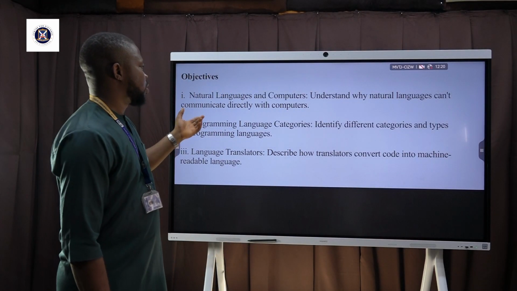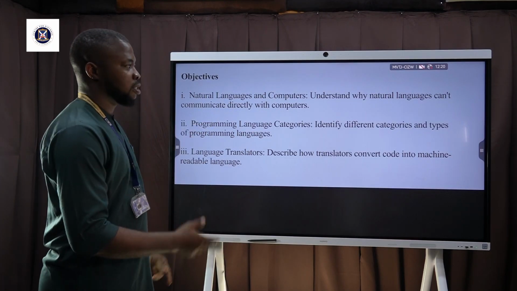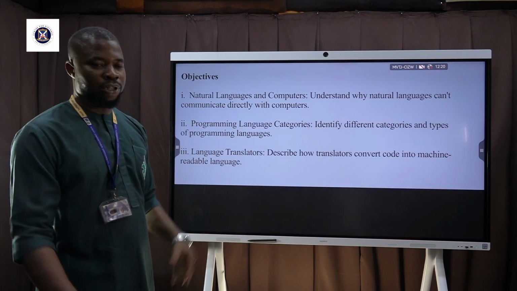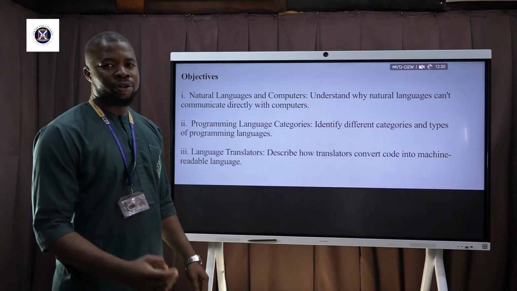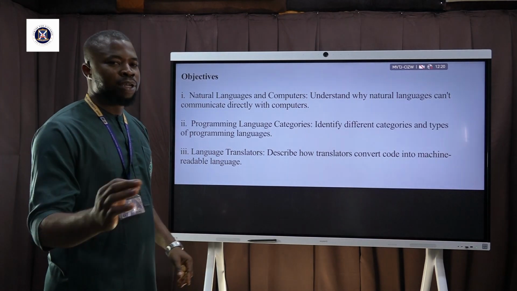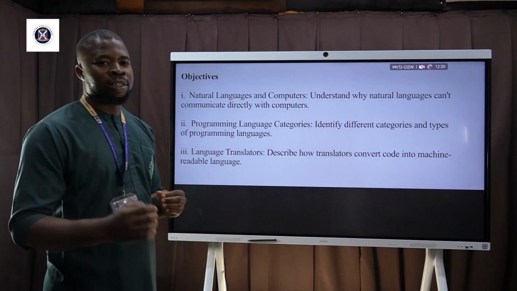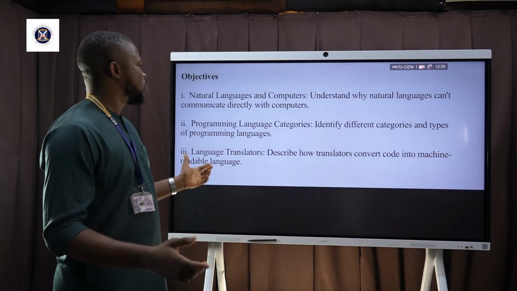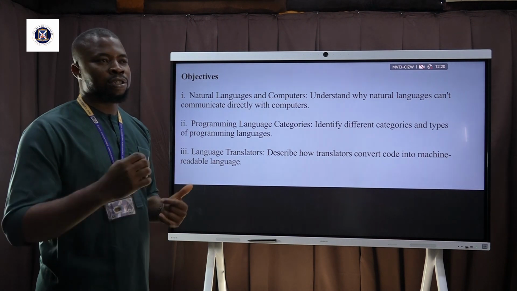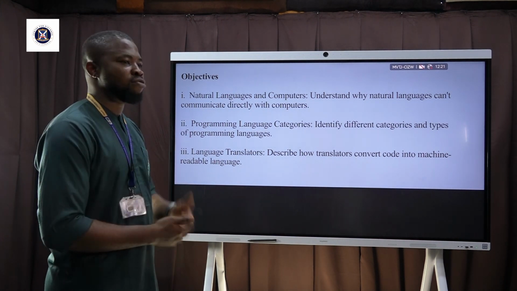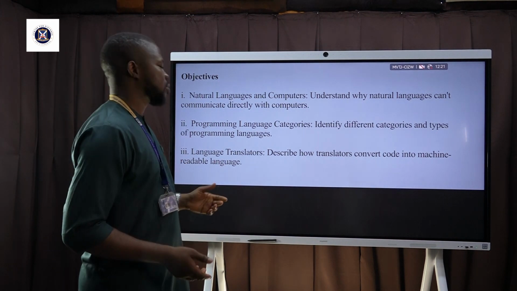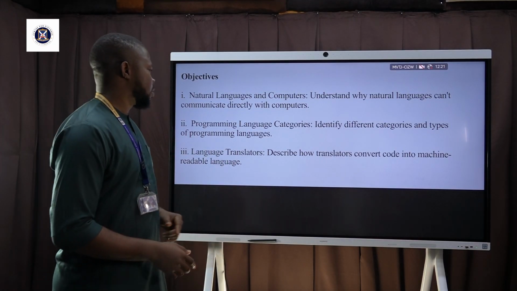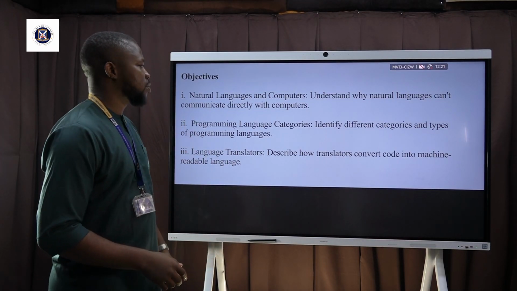And what are the objectives? One, natural language and the computers. Here you will understand why natural languages can't communicate directly with the computers. Reason being that the computer only understands zeros and ones, like I said in the previous slides. And when you talk about natural languages, you're talking about your English, your French, your Igbo, your Hausa, and so on and so forth.